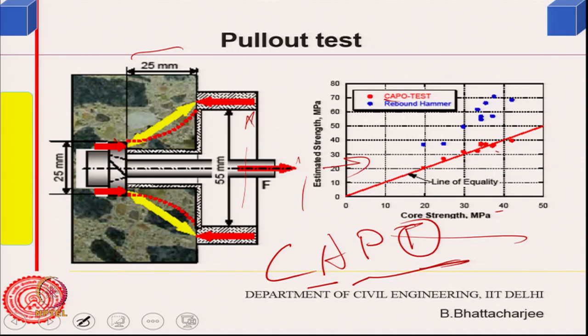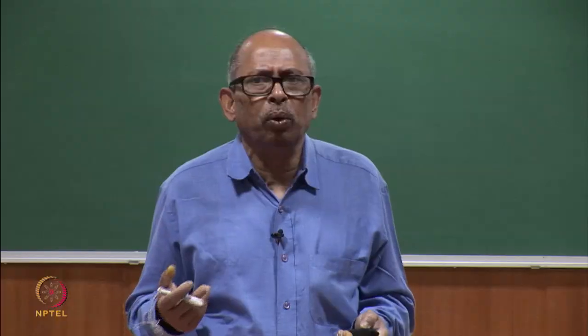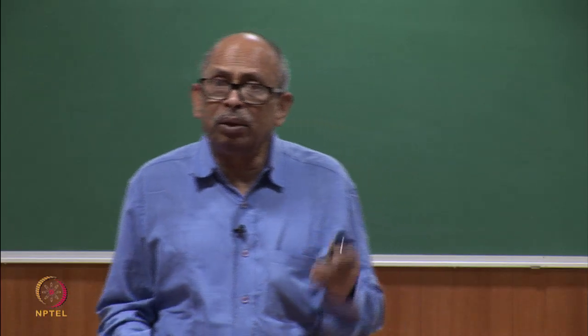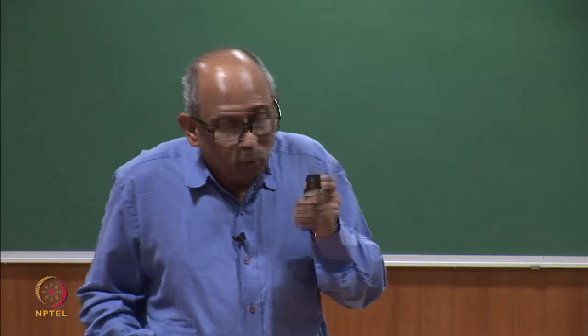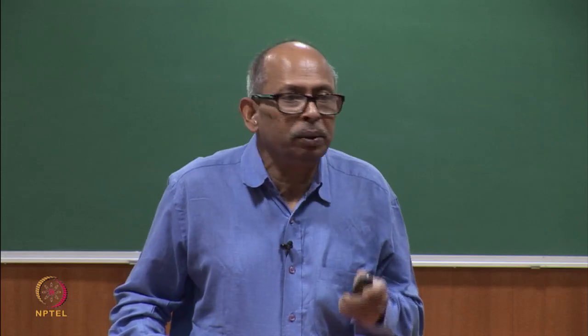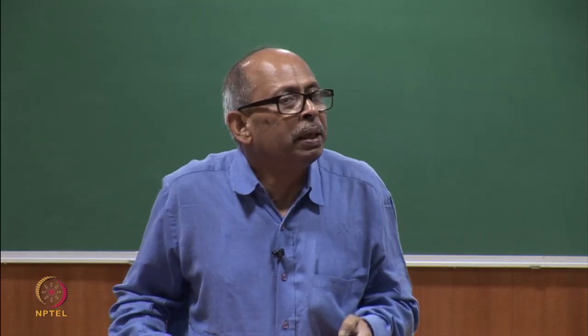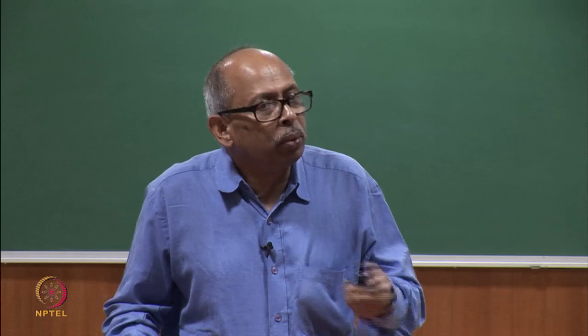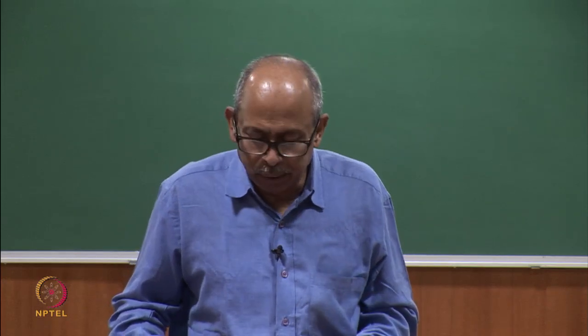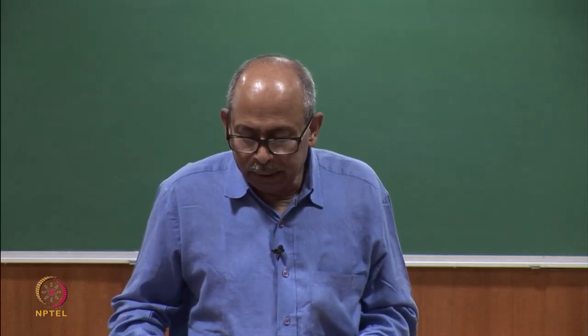So, the 45-degree line is here, and apparently the capo results match with the core quite well, while rebound hammer prediction may not go well. As I said, it can go well provided you have your own correlation. You just can't do the rebound hammer test and predict the strength. You have to do a lot more work, use some cores together with this. So, that is what it is.